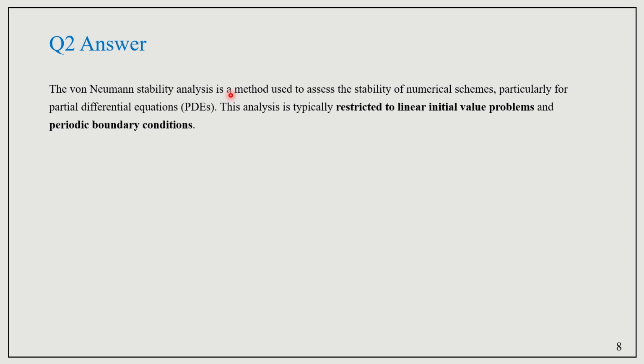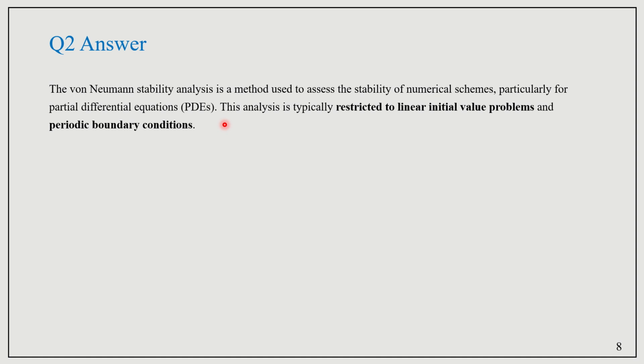So why is that? Von Neumann stability analysis is a method used to assess the stability of numerical schemes, particularly for partial differential equations. Here also, in our case, we are using the von Neumann stability analysis to get the stability of the system, to know when the system will be stable when we are dealing with partial differential equations like continuity equations, momentum conservation equations, or those things.